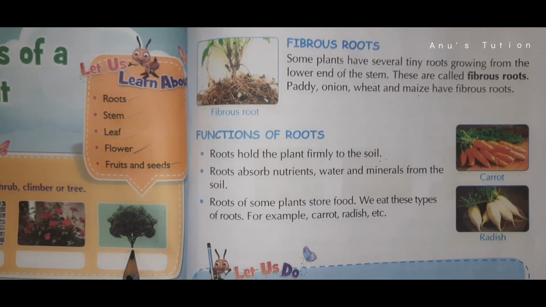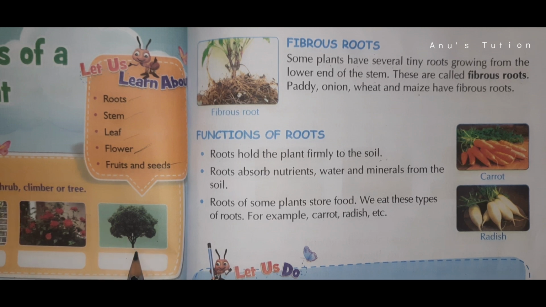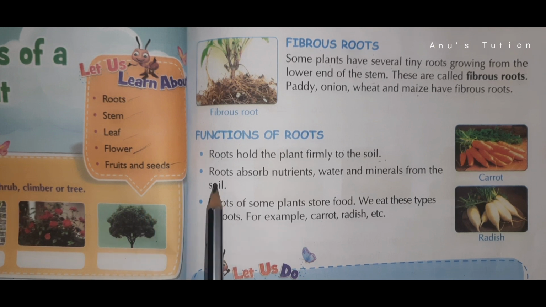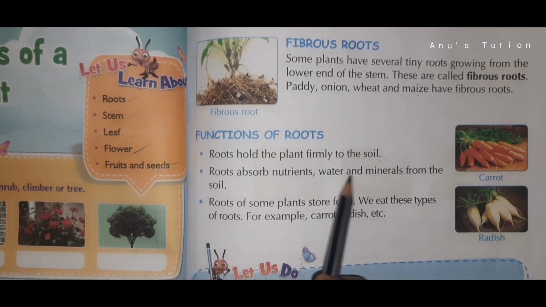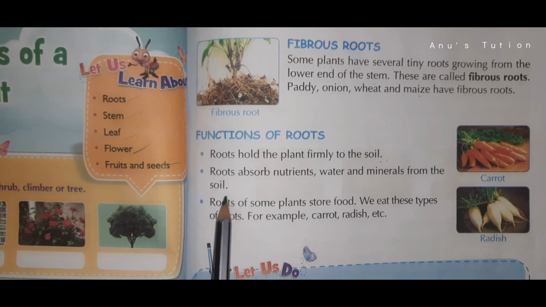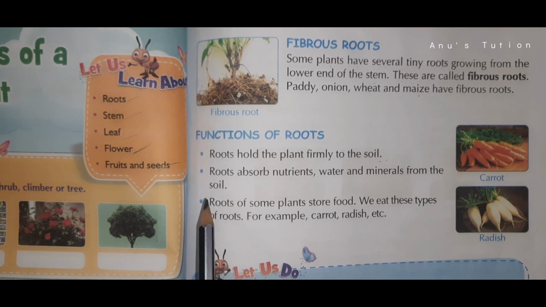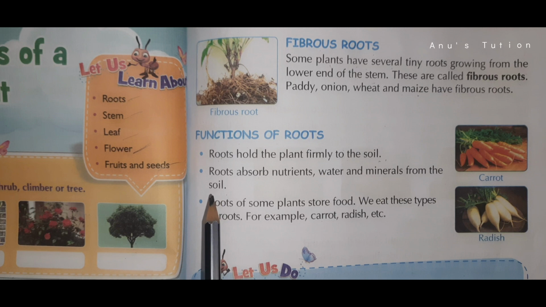See here, because of strong roots, the tree is standing like this. Roots absorb nutrients, water and minerals from the soil. Daily, in our home, compulsorily plants will be there. We pour water on those plants. From that water the roots absorb the nutrients and the minerals.